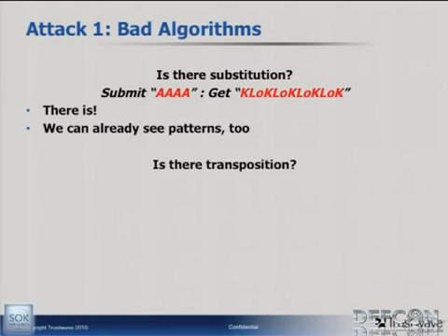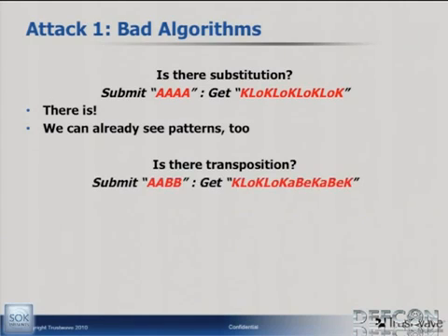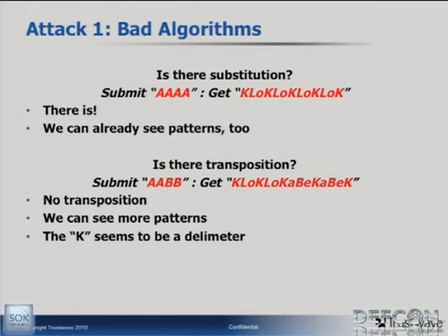The next thing we're looking for is if there's transposition, if characters are being switched around before or after the substitution occurs. So we'll submit AABB, and we see something similar to what we saw last time. You can already start to see patterns in this very quickly. There doesn't seem to be any transposition, and we can see more patterns. The K also seems to be a delimiter. One thing you'll notice is that you can have different lengths with these characters. So the K is just standing in to separate characters, so that even with variable lengths for the ciphertext version of different characters, it still works. Anyway, let's move on.